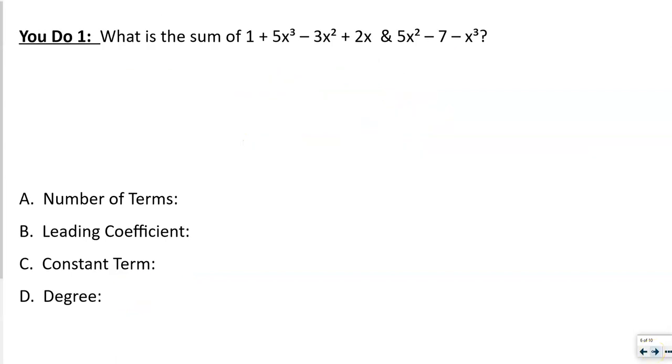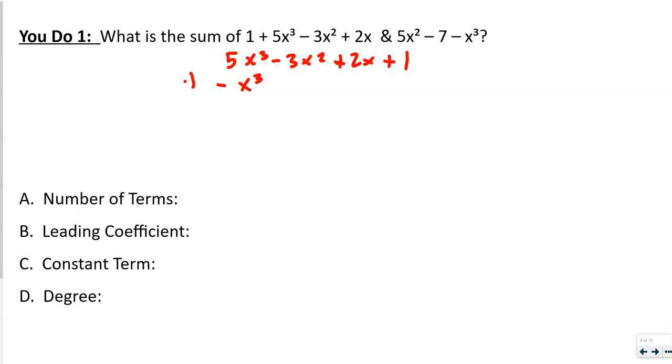So now I'd like you guys to go ahead and add these two together and answer those questions down there at the bottom, A, B, C, and D. All right, so once again, I'm going to write these in descending order. So I got 5x to the third minus 3x squared plus 2x plus 1. This allows me to line up my like terms. This time we got a minus x to the third.